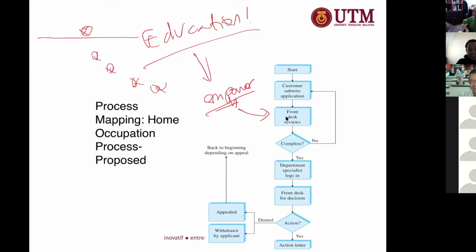But maybe because of the British, they ask in a different way than Americans or than in Malaysia. Okay, we'll go back to this one.